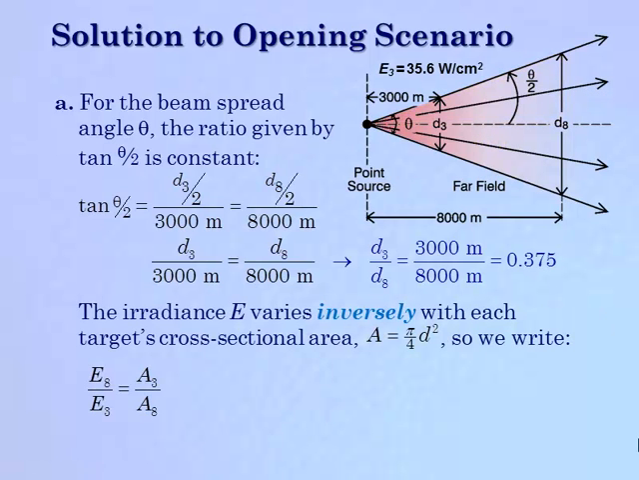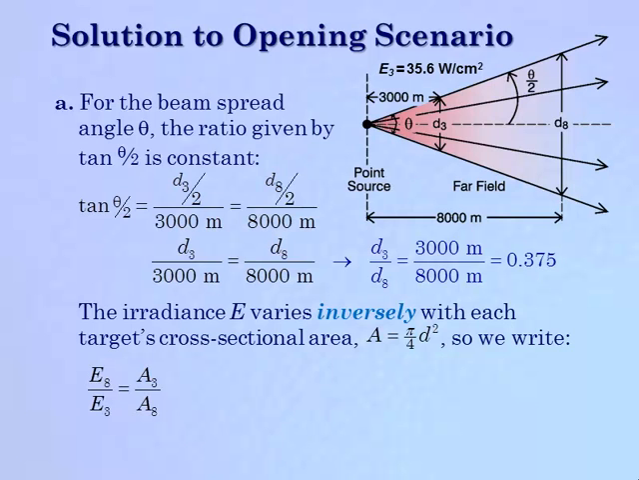Now we're told that the irradiance E varies inversely with the target's cross-sectional area. So the cross-sectional area is going to be pi divided by 4 times the diameter of the beam squared. So we can write that the irradiance at position 8 to the irradiance at position 3 is equal to, inversely, the area at position 3 divided by the area at position 8. Notice that because it's an inverse proportion, we've got reversed subscripts on our formula.